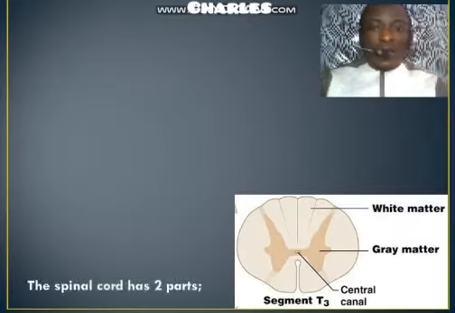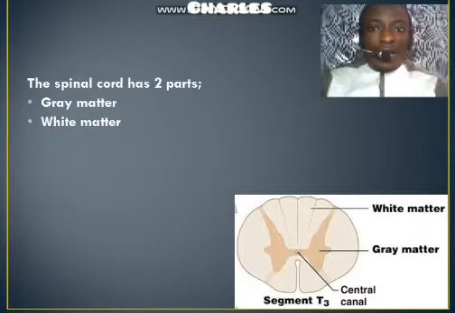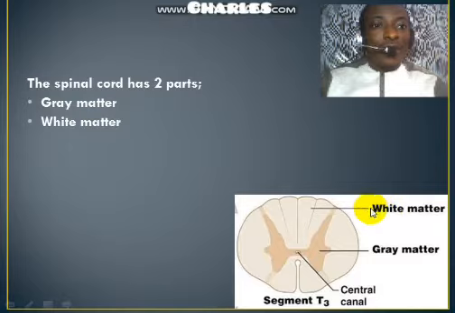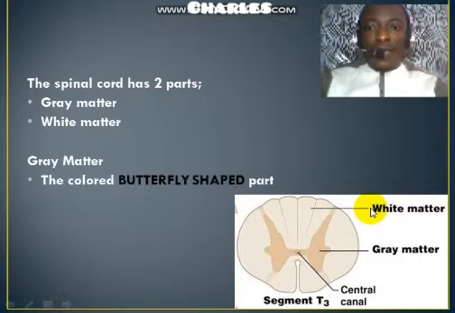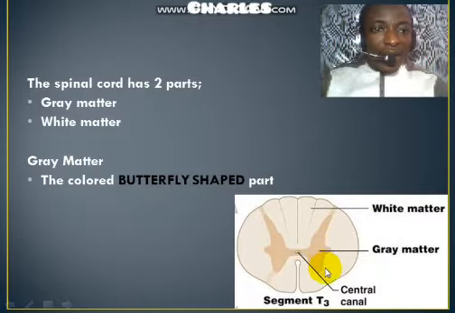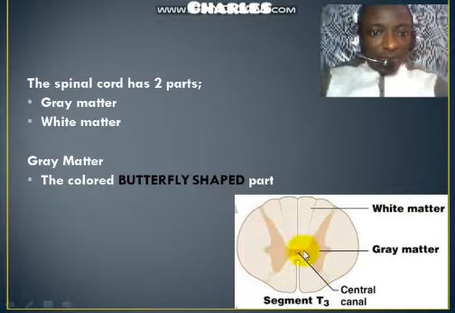Alright. The spinal cord has two main parts. The first part is known as the gray matter, while the other part is known as the white matter. The structure here clearly shows the gray matter of the spinal cord, while this area clearly shows the white matter of the spinal cord. The gray matter is the colored butterfly-shaped part in the spinal cord. So this structure that is colored, that looks like a butterfly, is actually known as the gray matter of the spinal cord.